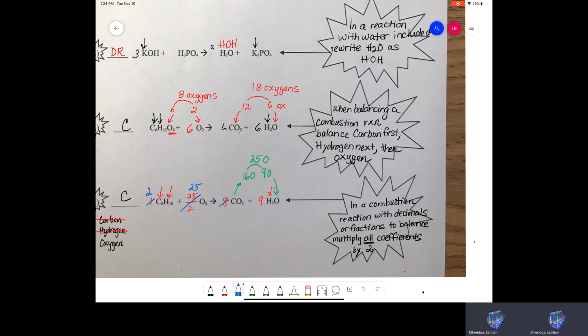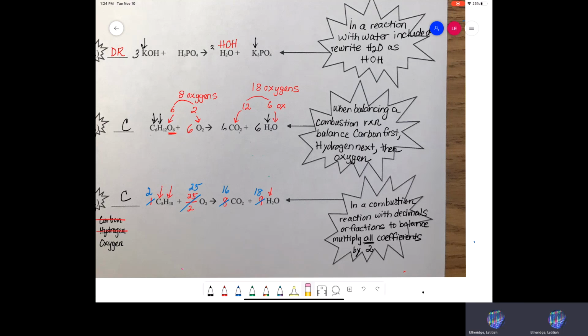We're going to take our 8 to multiply by 2. My brain was moving too fast for my writing. You would have 16. And then you will take your 9 multiplied by 2 and you will get 18. And that is your balance. If you follow the rules properly for combustion, there's no need to do a check.